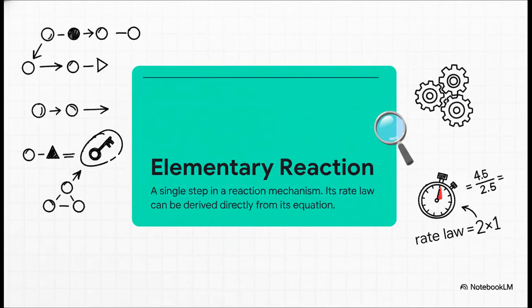Each of these individual steps has a name. We call it an elementary reaction. Sticking with our movie analogy, these are the individual scenes. And here's the really cool part, the big secret. For these single steps, and only for these steps, you can figure out the rate law just by looking at the equation. That's a huge shortcut.